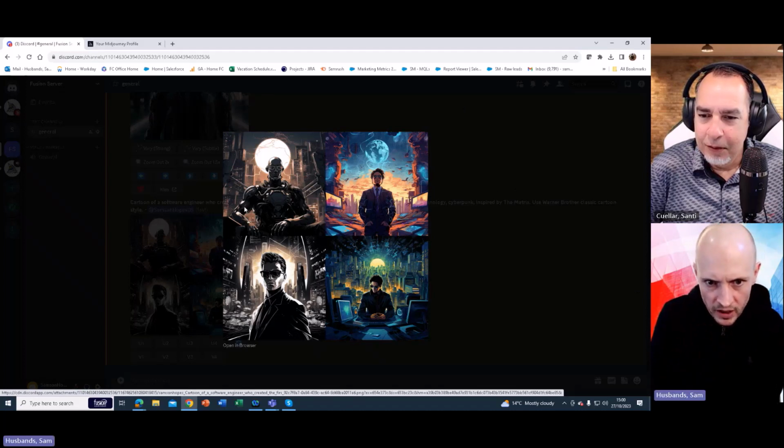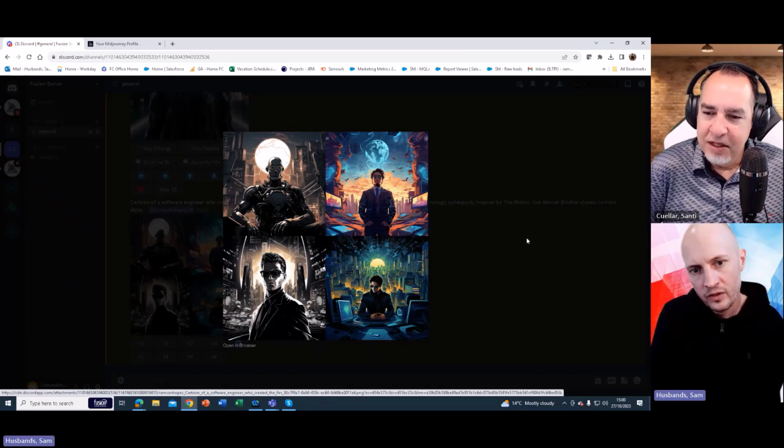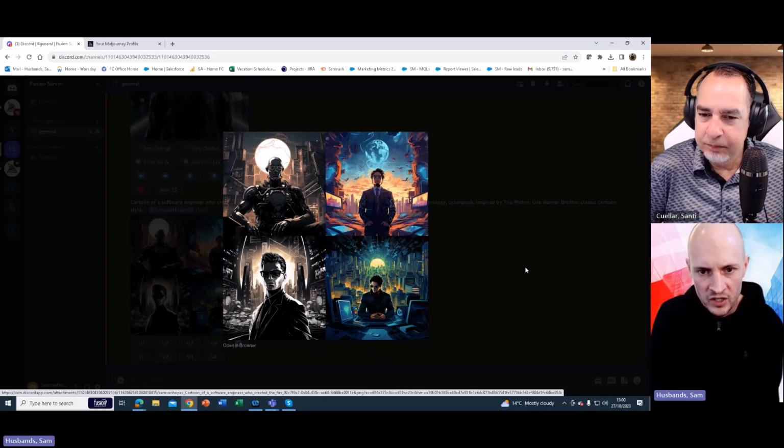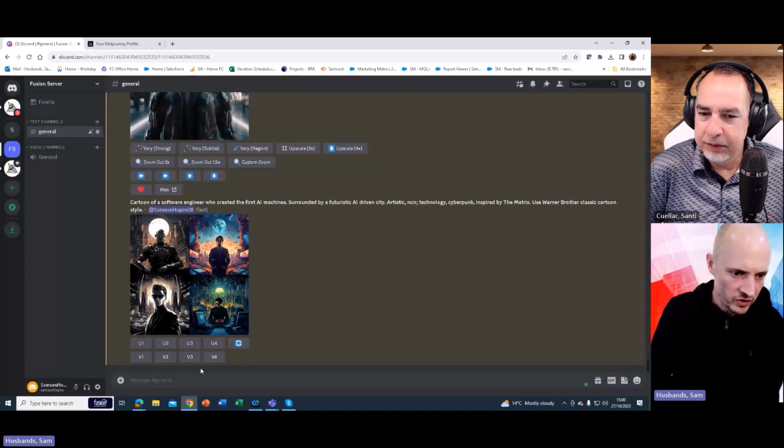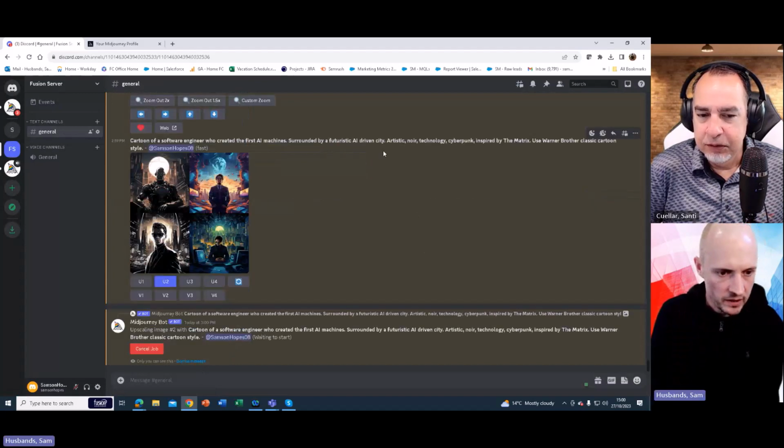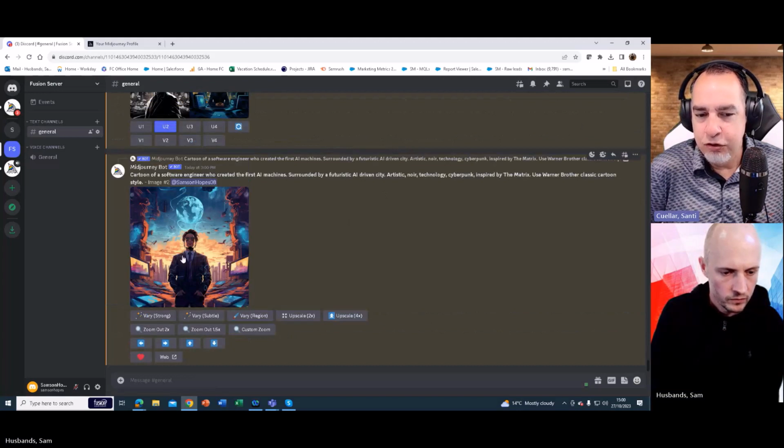I think we should upscale top left. I agree. Yeah. So top left is much more colorful. Yeah, I like that. The engineer in the middle is more central, very similar to the hyper realistic piece. So that's what you do. You hit the U2 for upscaling the second image, and there you go.